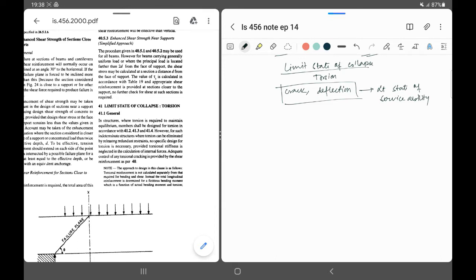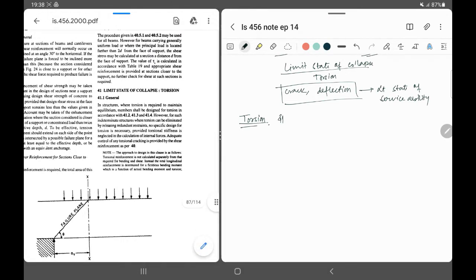Okay, so this torsion clause comes under 41. What they are saying: in structures where torsion is required to maintain equilibrium, members shall be designed for torsion in accordance with 41.2, 3, 4. In indeterminate structures where torsion can be eliminated by releasing redundant restraint, no specific design for torsion is necessary, provided torsional stiffness is neglected in the calculation of internal forces. Adequate control for any torsion cracking is provided with shear reinforcement. So that means this is by default covered in shear reinforcement.